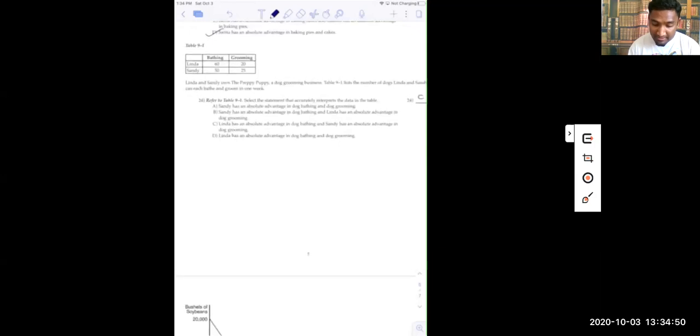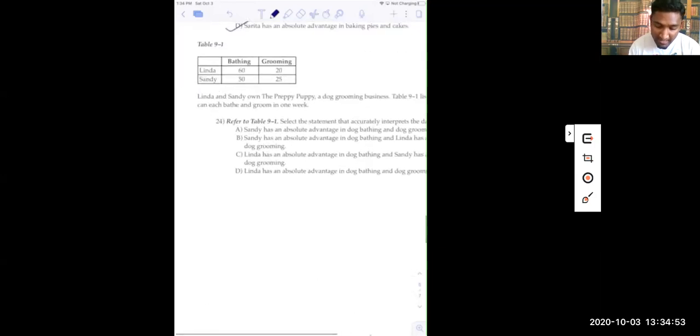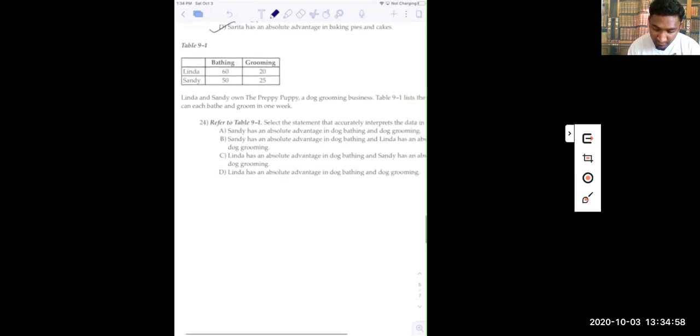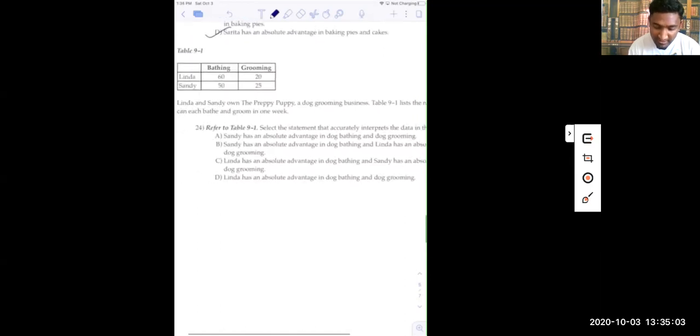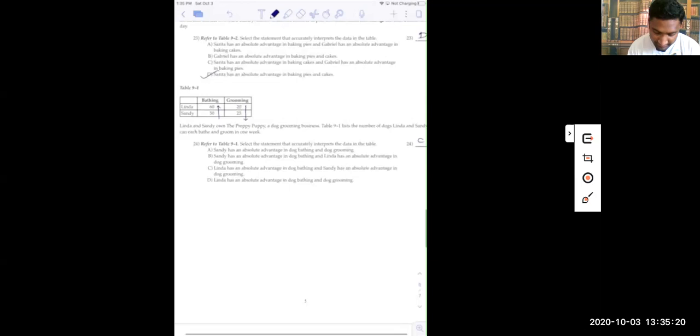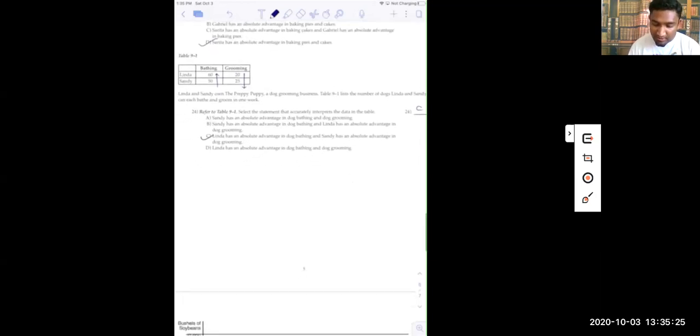A similar example, but things change a little bit here. Linda is producing more. So Linda is bathing 60 dogs. Linda is bathing 10 more dogs than Sandy. So she has absolute advantage in bathing, but in grooming, Sandy has absolute advantage, right? So the answer is C. Linda has absolute advantage in bathing, and Sandy has absolute advantage in dog grooming.